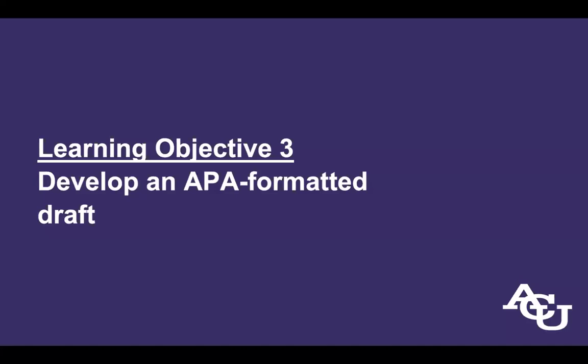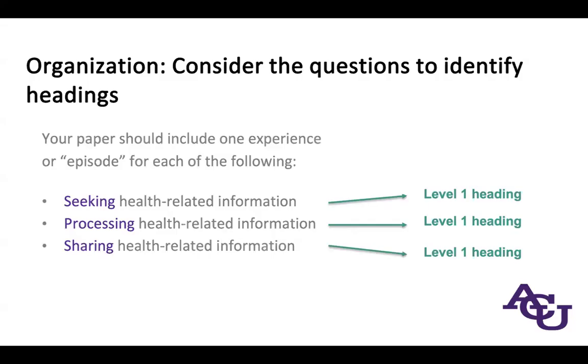So this brings us to our third learning objective. We've talked about how to write our individual anecdotes, and we need to know how to put them all together into an APA formatted draft. For organization, we usually consider the questions from the assignment to identify major headings. In this case, it's pretty easy because we know that you need to have 3 major sections in the body of the paper.